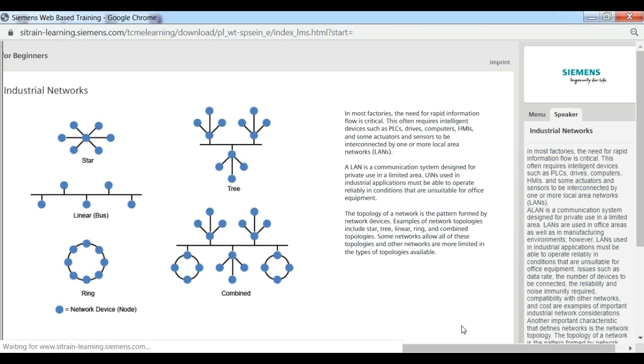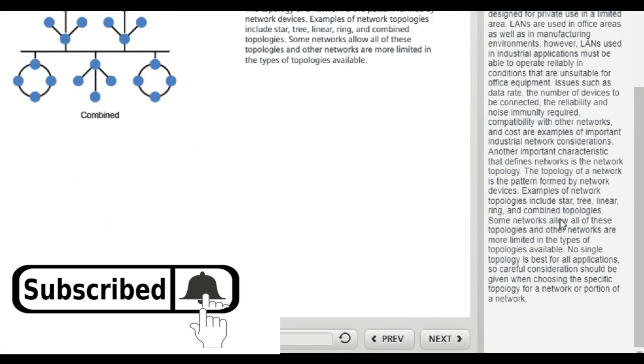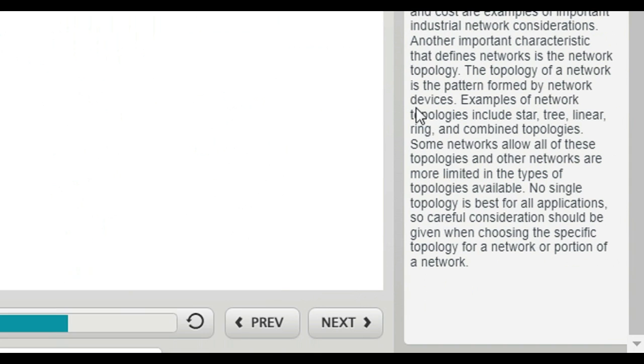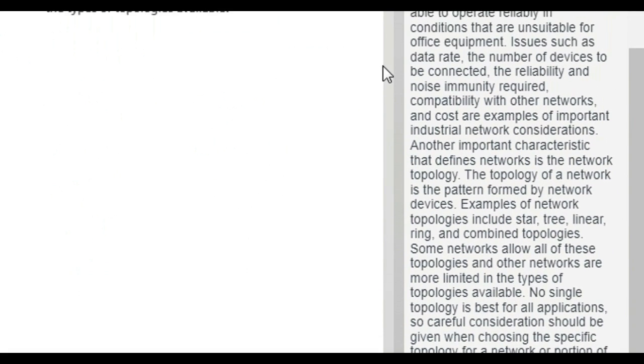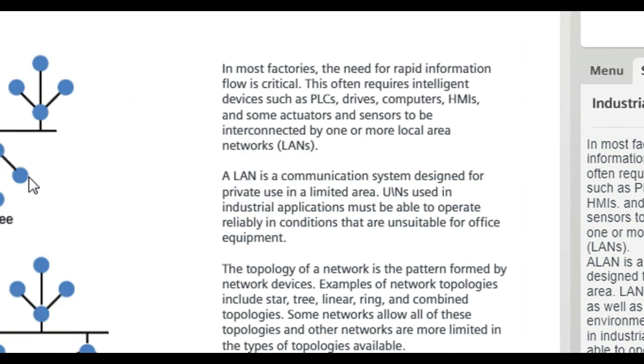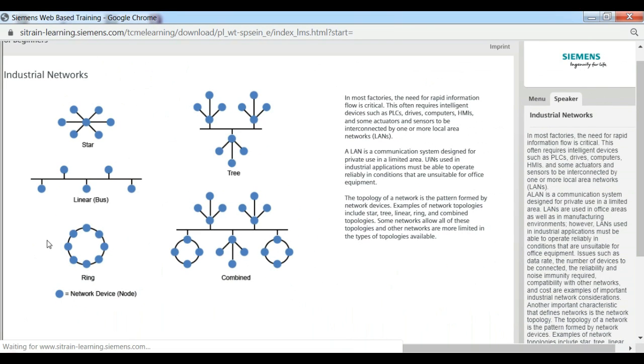Another important characteristic that defines networks is the network topology. The topology of a network is the pattern formed by network devices. Examples of network topologies include star, tree, linear, ring, and combined topologies. Some networks allow all of these topologies, and other networks are more limited in the types of topologies available. No single topology is best for all applications, so careful consideration should be given when choosing the specific topology for a network or portion of a network.